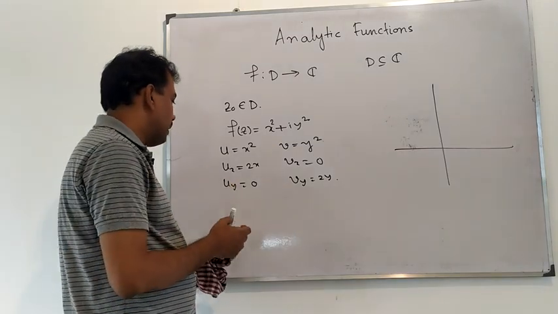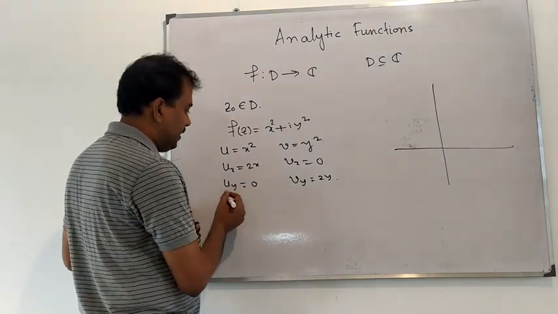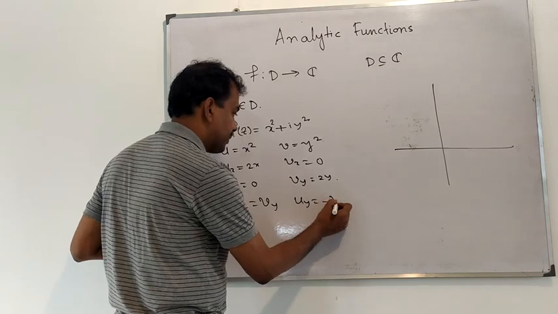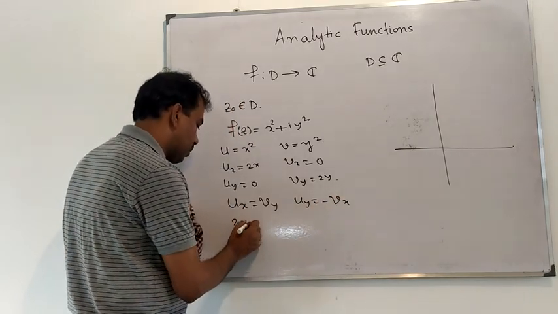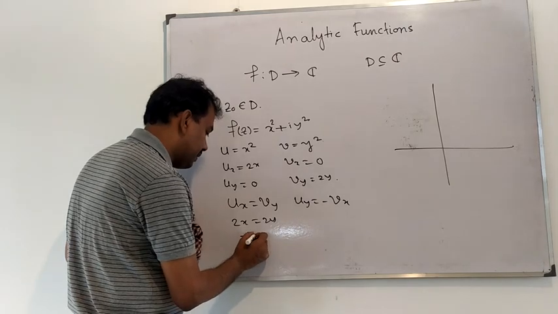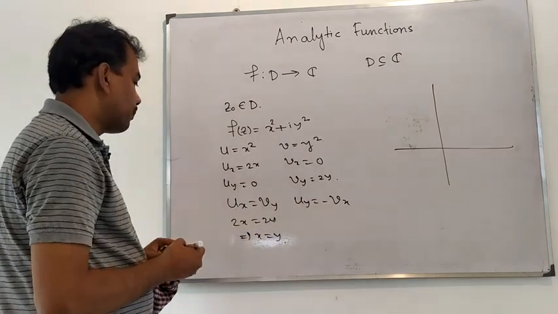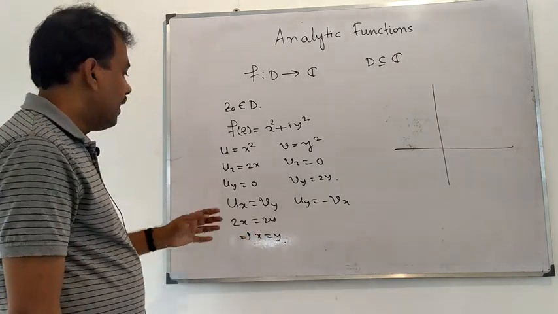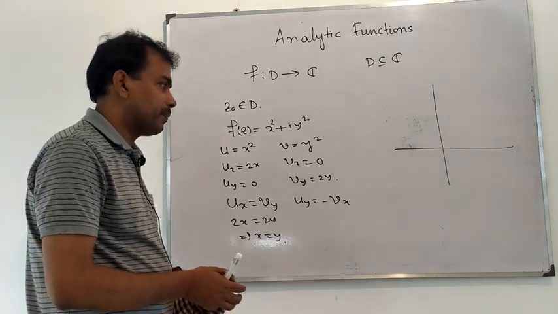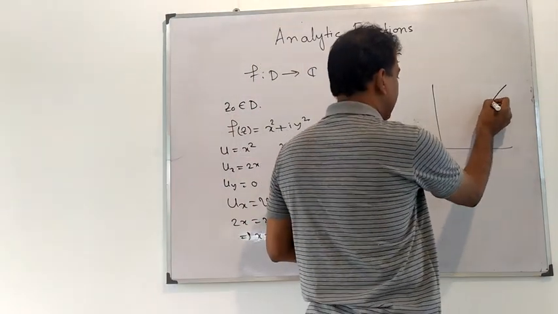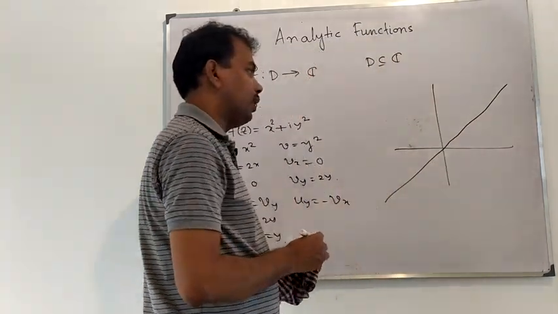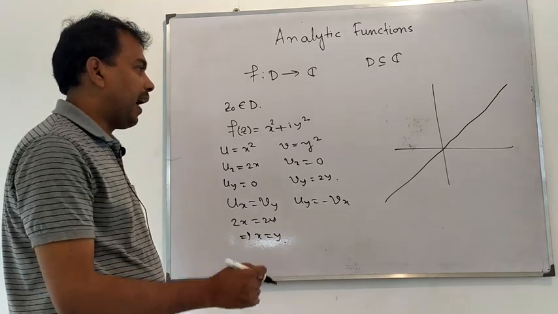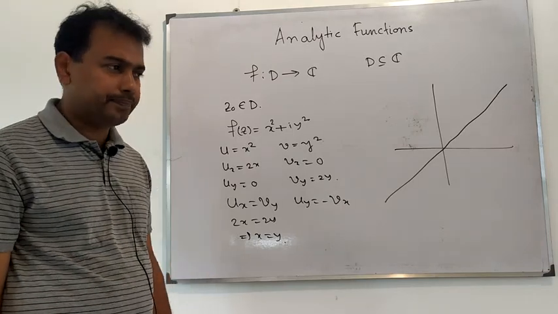Now, here u, v satisfy the Cauchy-Riemann equations when u_x equal to v_y and u_y equal to minus v_x. That is, 2x equal to 2y implies x equal to y. So, at the points on this line y equal to x, f is differentiable. That is, f is differentiable at each point on this line y equal to x. But f is not analytic at any point on this line.